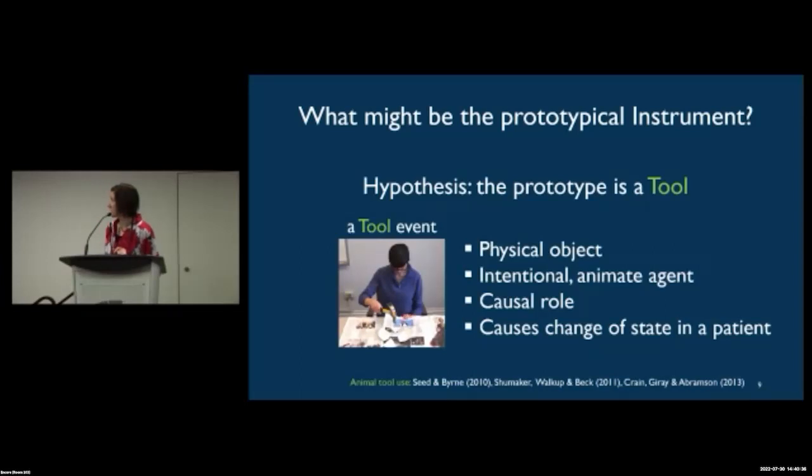What I hypothesized in this study is that the prototype is a tool, and we understand tool in terms of defining an entire event. A tool event is an event where the entity being acted upon is a physical object wielded by an intentional animate agent, playing a causal role in the event, and causing a change of state in a patient. This event of a woman smashing a plate with a hammer has all of these properties of being a tool event. I formulated this definition based on the literature on animal tool use, where researchers think about whether an animal is using a tool according to this definition.